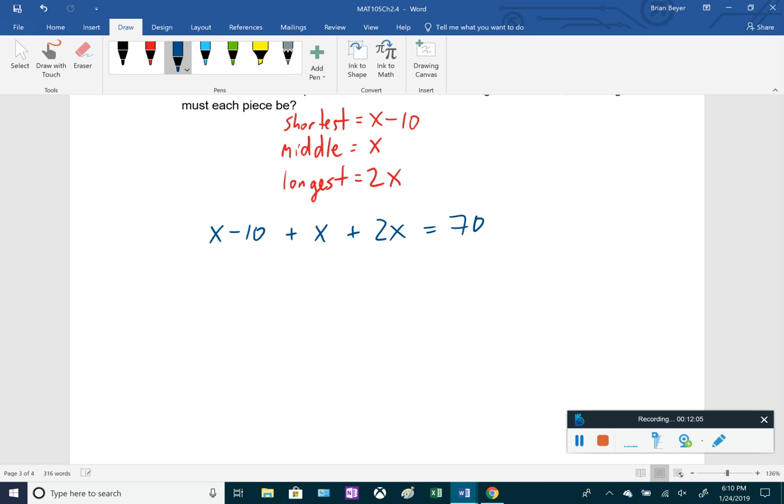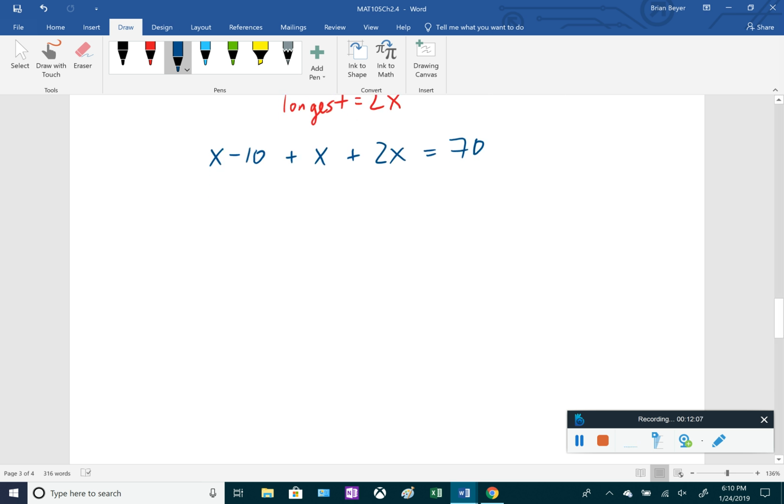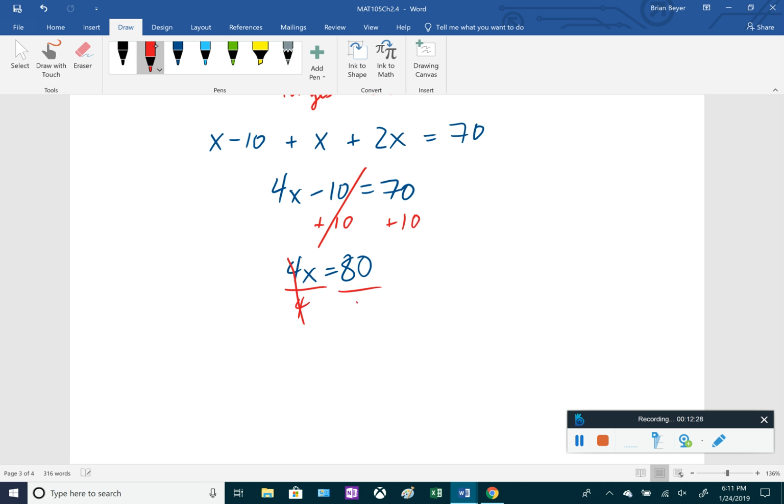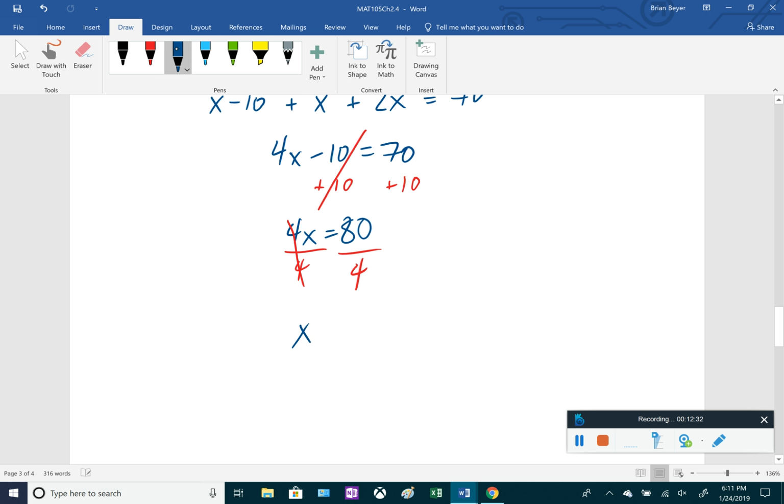So let's solve this for x by combining like terms on the left. So we have x plus 2x, that gives us 4x. So 4x minus 10 equals 70. We're going to add 10 to both sides and get 4x equals 80. Then we're going to divide both sides by 4. And we get x equals 80 divided by 4, so 20.